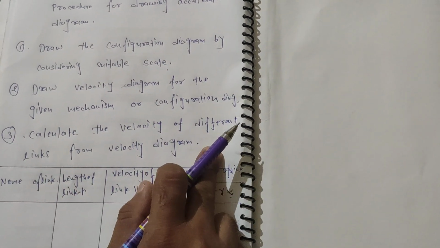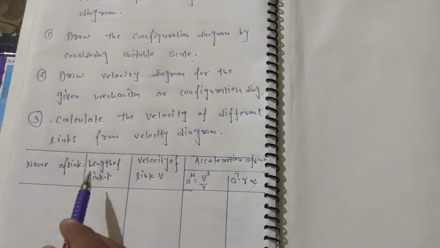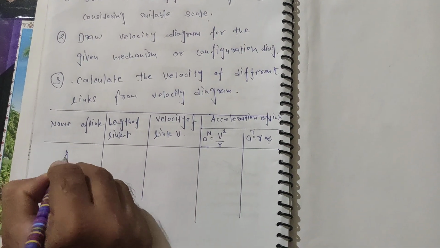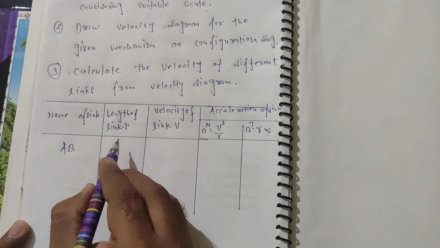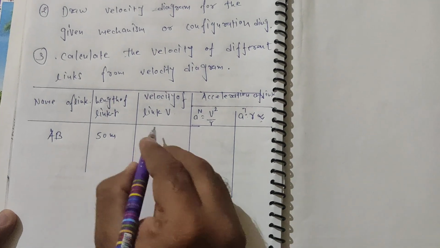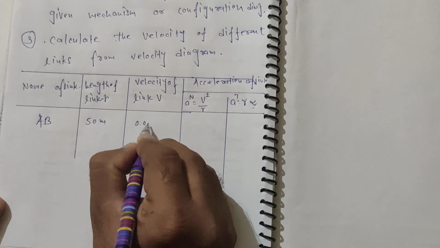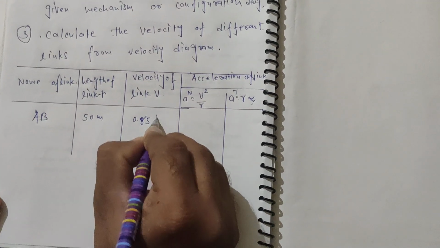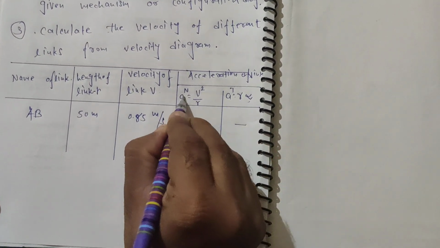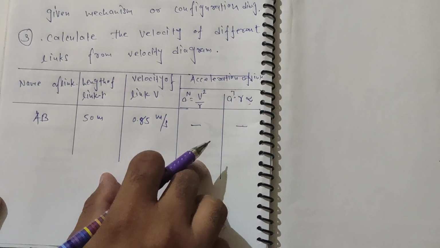And after studying this point, we have to draw one table. In that table, always remember, first we have to write down the name of the link. For example, link AB, the length of the link, that is radius 50 mm, velocity of the link, it may be approximately 0.85, unit meter per second, and the values of normal acceleration and tangential acceleration we have to write down over here. This is our table.